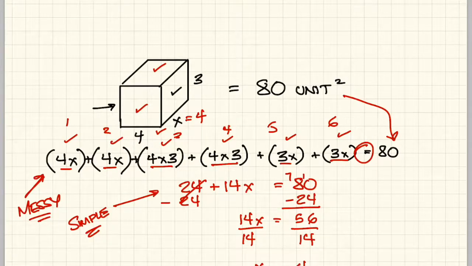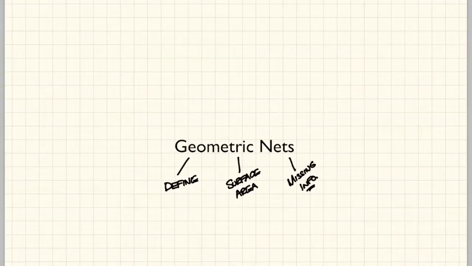So that is where we are with our geometric nets. We've defined it. I've given you a few examples. I've shown you how to calculate surface area. And then, again, the missing information is me really just challenging you to think. I'm excited to see your work. If you have any issues, just let me know. But this should take care of you.